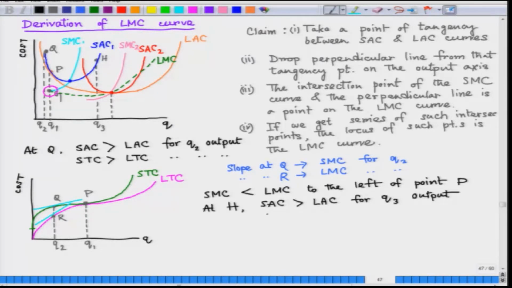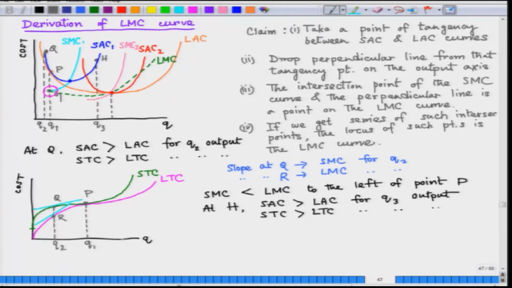And of course, if I multiply Q3 with the corresponding short run average cost and long run average cost numbers, I can write STC is greater than LTC for this output level, right. So, now in this diagram, how can we map this?